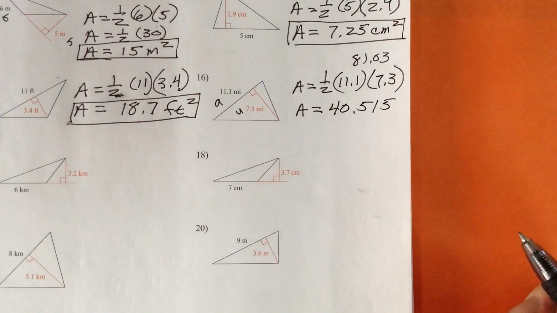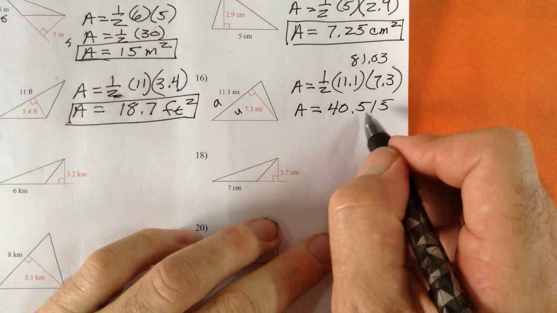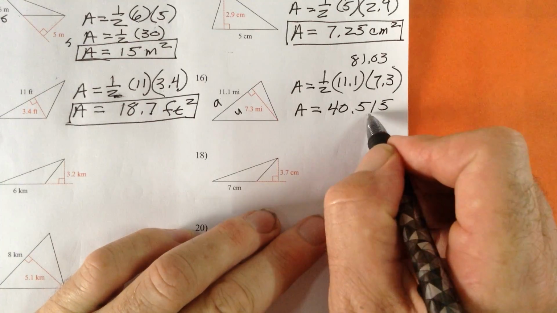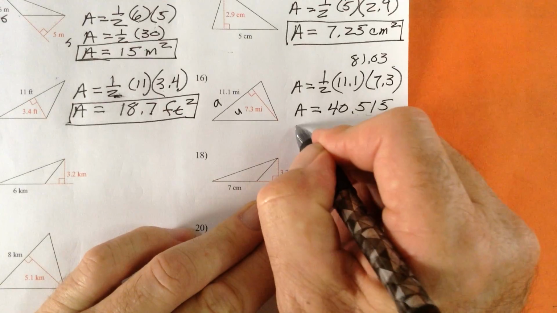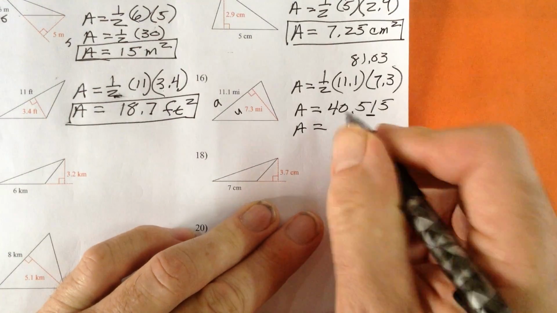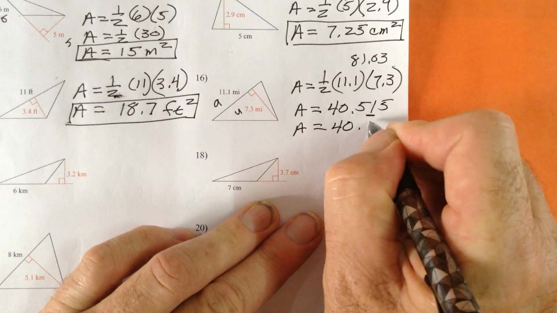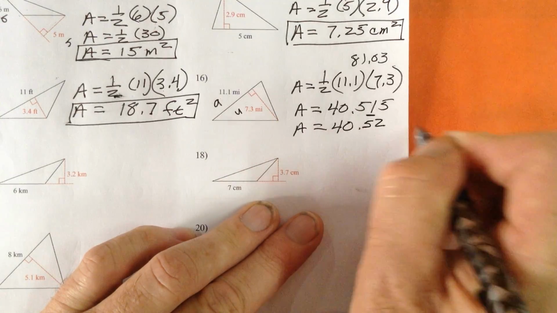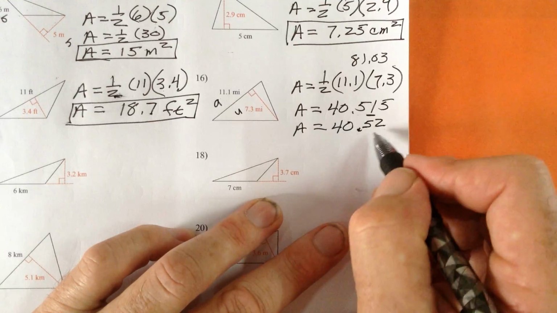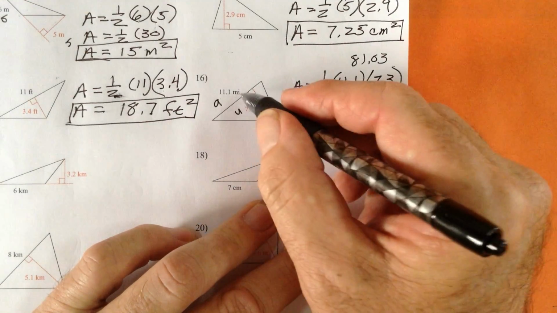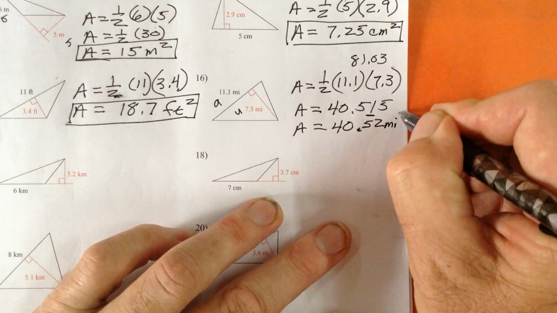I ended up with the area being 40.515. You may find that they only go to the second decimal. So if I rounded this to the nearest 100th place, since this is a 5, it becomes a 2, so it'll be 40.52. If they tell you to round to the 10th, it'll be just 40.5. And then miles squared.